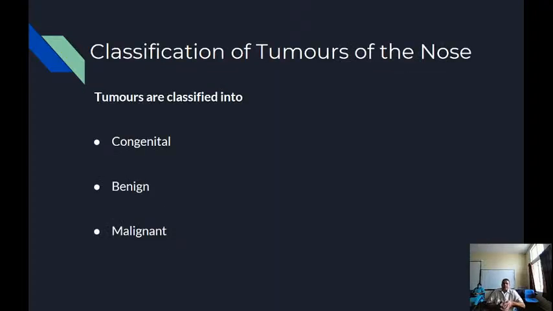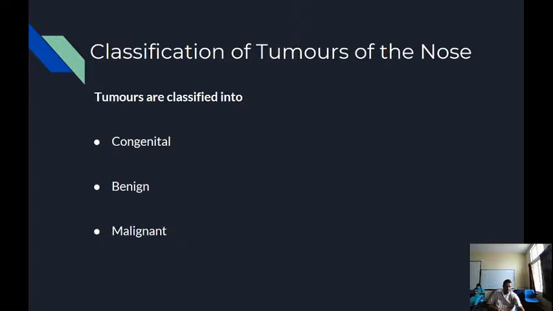Now, broadly they are classified into three categories. One is the congenital, which are present since birth, and the other is the benign, where the tumors grow very slowly, but they also have a propensity to become malignant. And the third variety is the malignant, where there is rapid, purposeless multiplication of cells, which interfere with the various functions of the nose and paranasal sinuses.